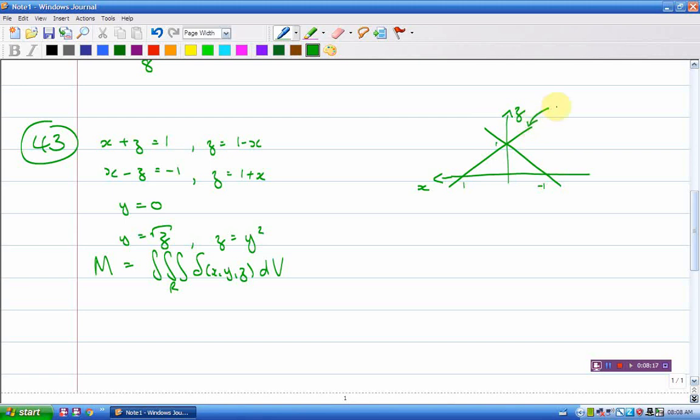That is the one with the negative slope. I know that looks surprising. You're used to lines sloping that way being the positive slope, but remember x is going the opposite direction to normal. And this one over here is my z equals 1 plus x. Am I right? When x is minus 1, then z is 0. When x is 1, then z is... Yes, that's right. Okay, that's going to be important later for my limits of integration.